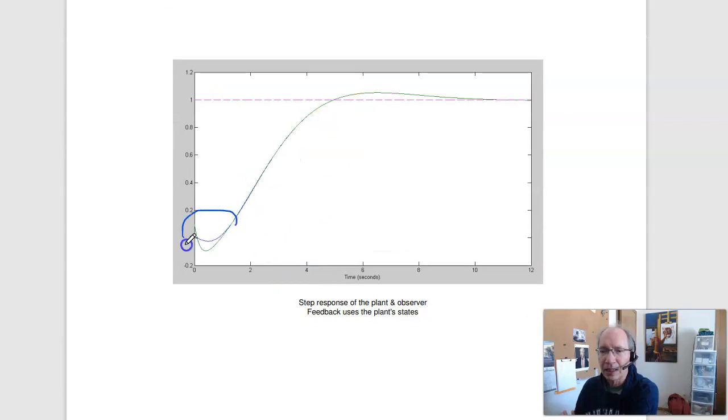And initially it's a little bit off. That's because the observer states are wrong. In 4/3 of a second, since the observer poles are at minus 3, 4/3 of a second, the observer tracks, and it tracks the plant.